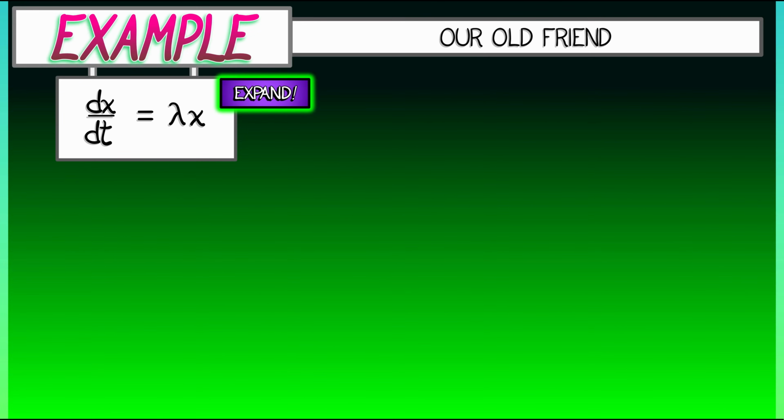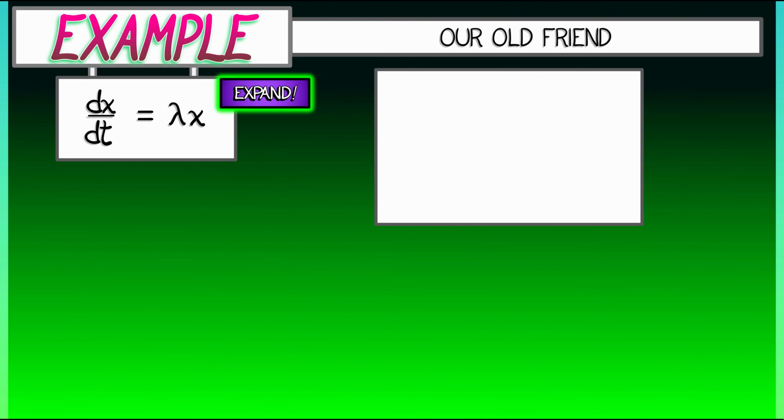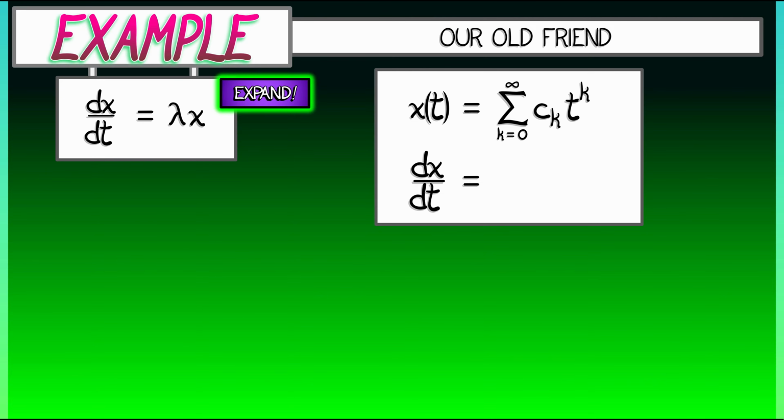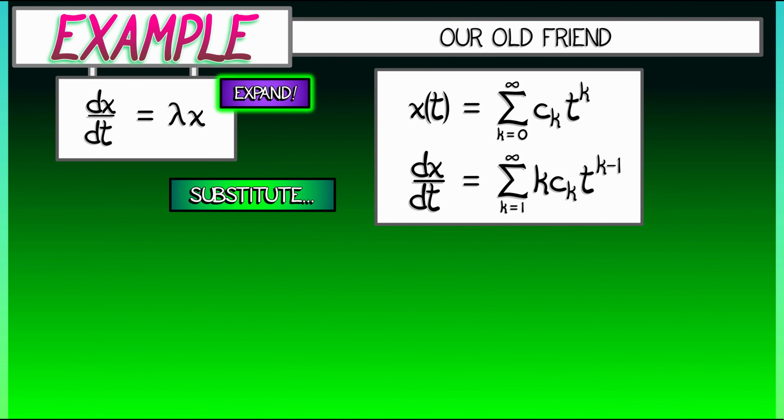Now let's expand, as we did before, assuming that x of t is the sum, k goes from 0 to infinity, of c sub k, t to the k. With these constants, c sub k, they're unknown. We've got to figure them out. If we have that, then the derivative, dx/dt, is the sum k goes from 1 to infinity of k times c_k times t to the k minus 1. Now we're going to substitute these into the differential equation.